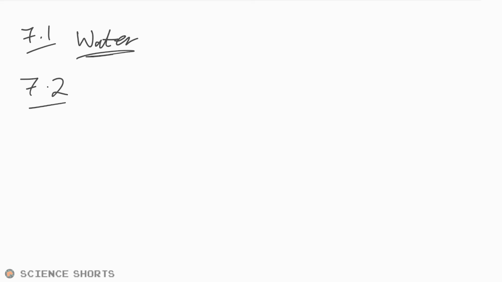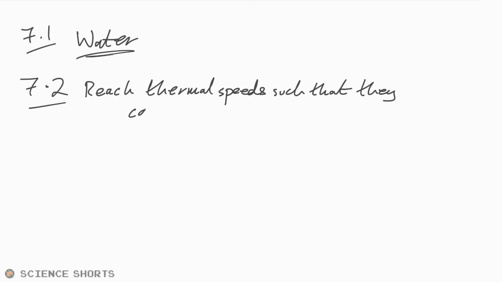7.2, state 2 benefits of slowing down neutrons before fission. Well, for starters, we know that they have to because they reach thermal speeds. We know that they reach thermal speeds such that they can be absorbed by uranium nuclei.